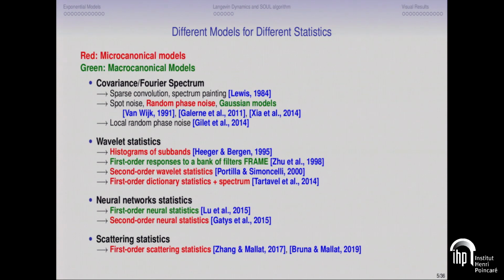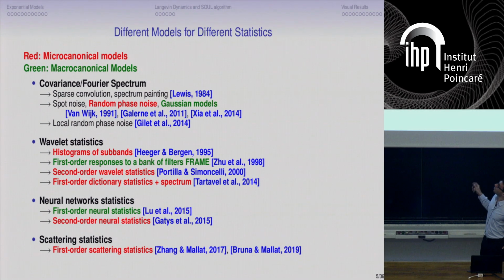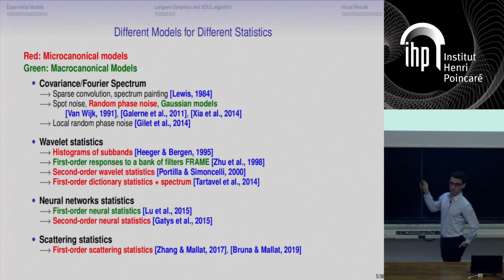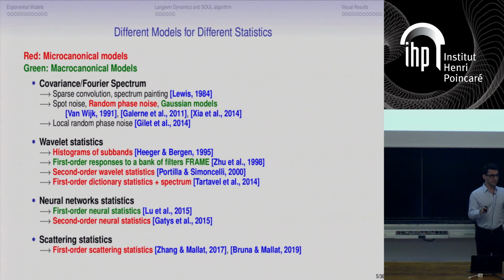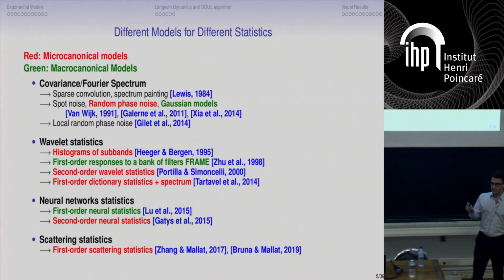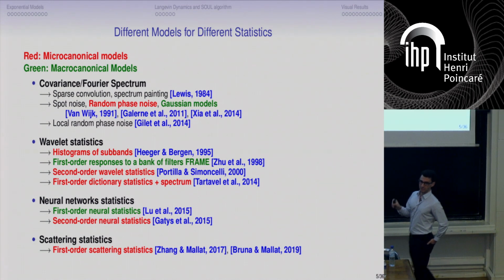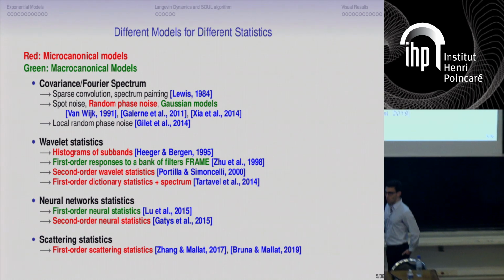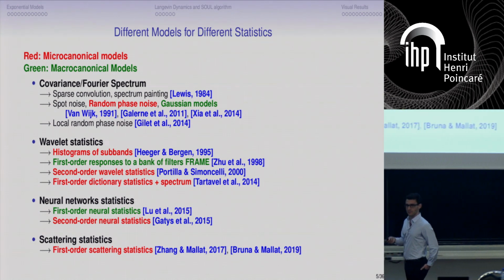Okay, so now you can wonder, in all these models, how do they split between microcanonical models and macrocanonical models? And the answer is that, except in the case of the Gaussian model with covariance statistics, most of the models lie in the microcanonical framework. And why is that? It's because for microcanonical sampling, there is a quite accessible algorithm that you can use.